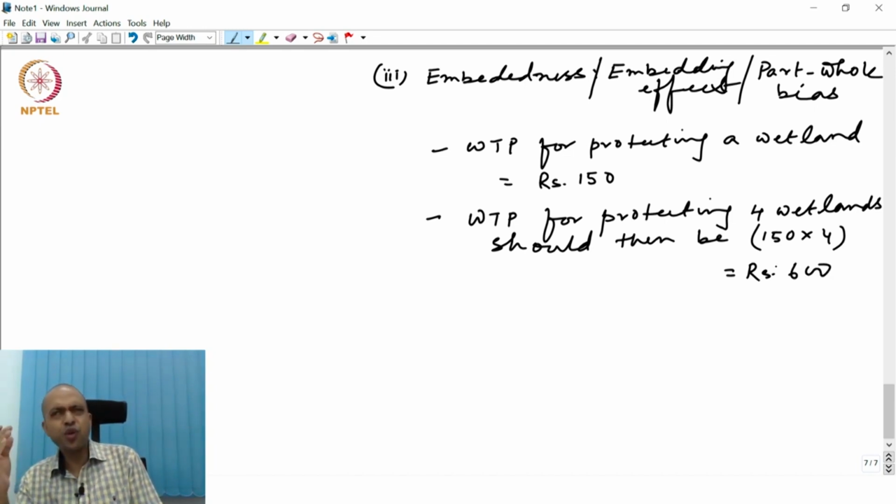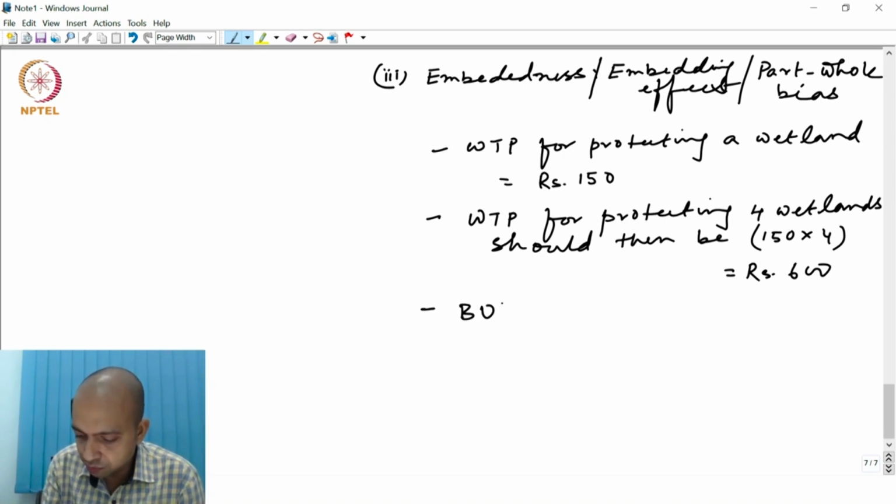I asked the respondent, what is your willingness to pay for protecting one wetland in, let's say, your neighborhood area? So he says 150. Now I am asking, okay, you are ready to pay 150 rupees for protecting one wetland. Let's say in your locality there are 4 such wetlands. So following this logic, his willingness to pay for 4 wetlands should be 600 rupees.